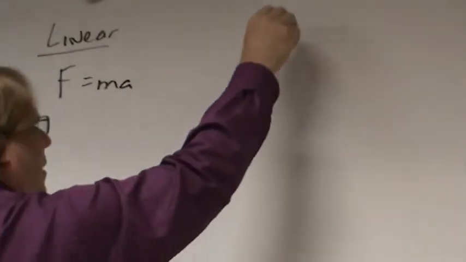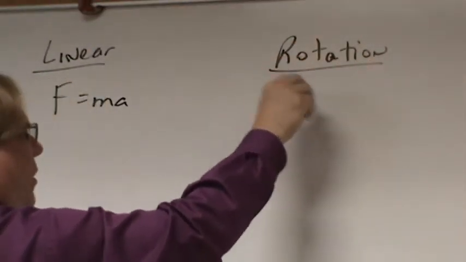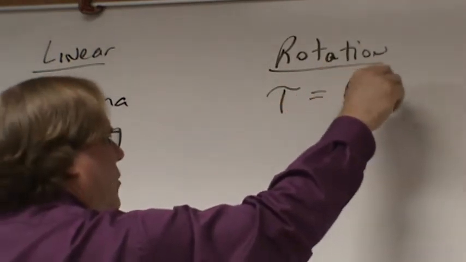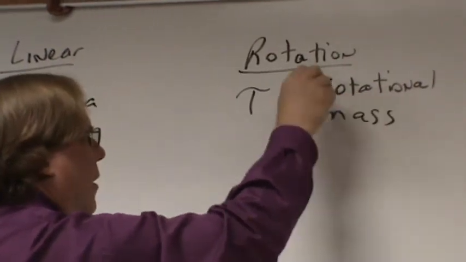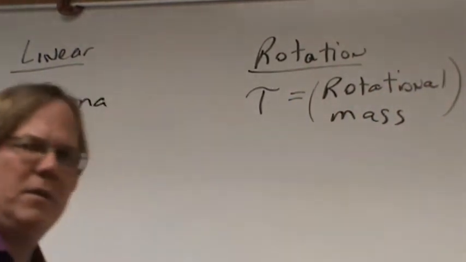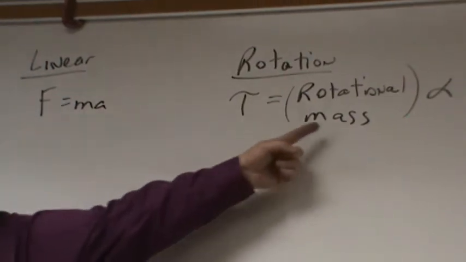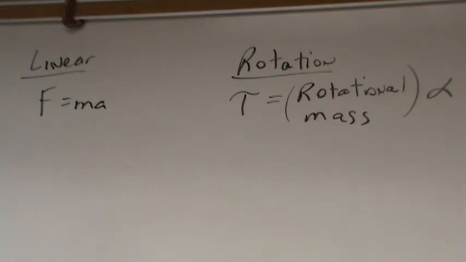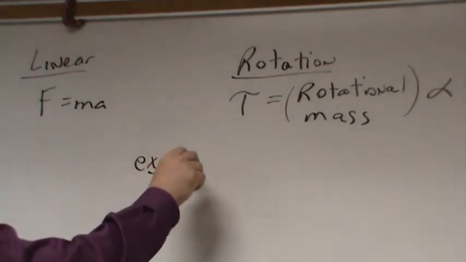In linear land, we got F equals ma. In rotation land, we got torque equals rotational mass times alpha. You guys okay with that? Instead of mass, it's rotational mass. At this point, you can start working with this formula. Here, let me give you an example. Here comes example number one.